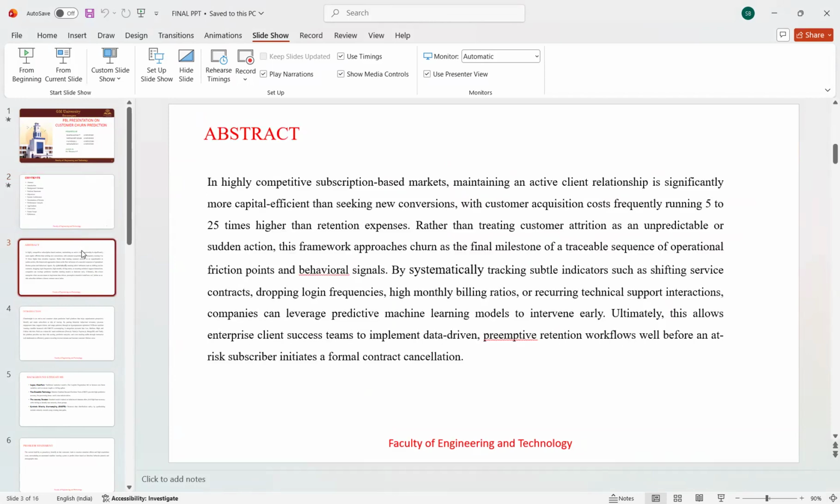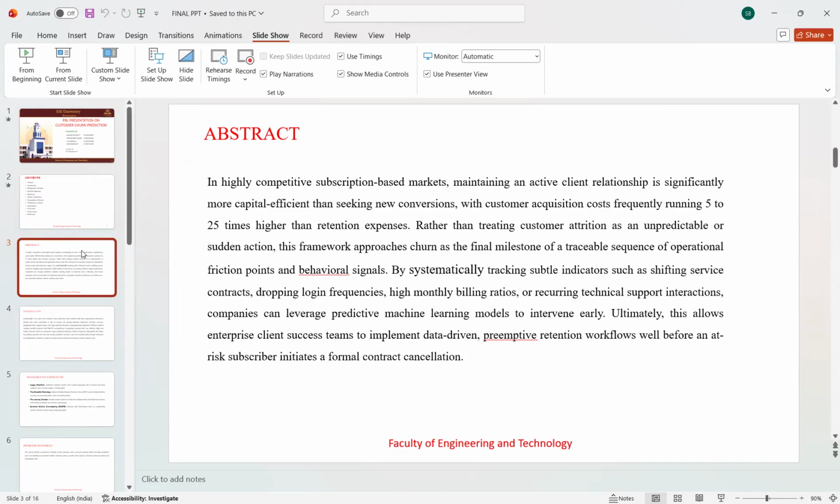Next, going on to the abstract. This project predicts which customers are likely to stop using a subscription service. Instead of waiting until customers leave the system, it analyzes their behavior such as login, billing history, service usage, and support requests. Using machine learning, it identifies customers who are at risk and helps companies take action early to retain them. So this improves customer satisfaction and saves money.